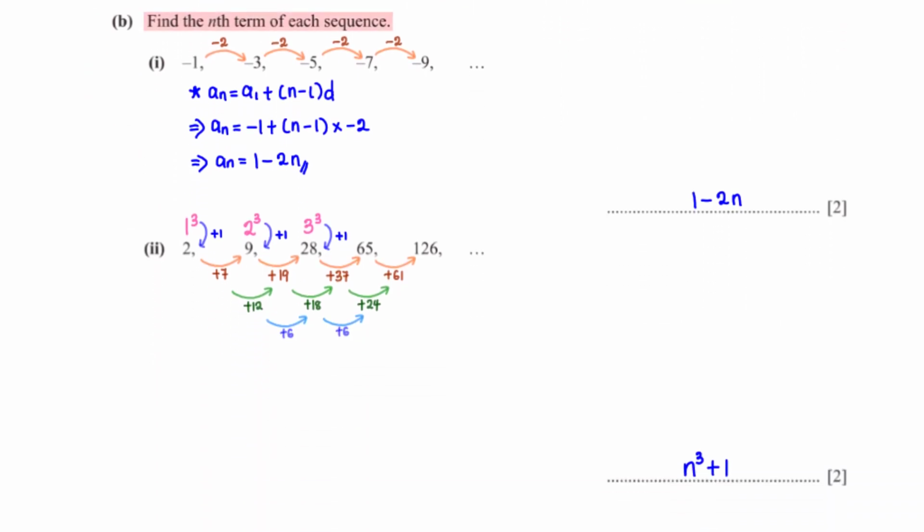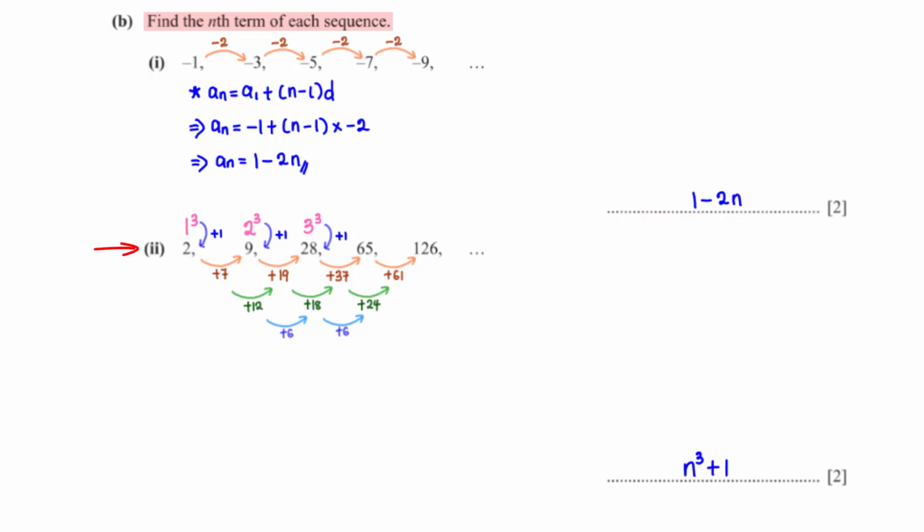Find the nth term of each sequence. For this sequence, the terms have a constant difference of -2, so we can use this formula to get the nth term for the sequence. A1, which is the first term, is -1, and D, which is the common difference, is -2. When we expand the brackets and simplify, we get 1 minus 2n.